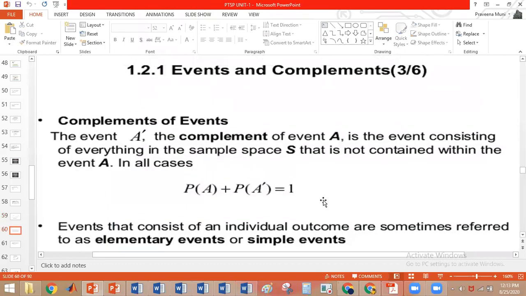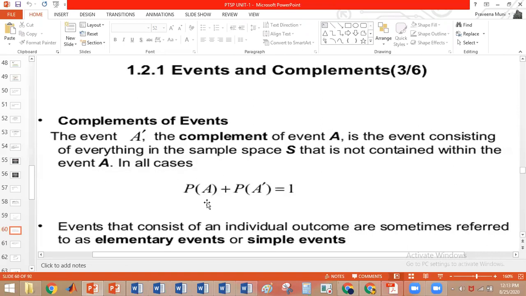Now see here, events and complements. This we have discussed just now. The complement of an event: how do we denote it? We denote it with A complement, A dash. The event A dash, the complement of event A, is the event consisting of everything in the sample space that is not contained within the event A.